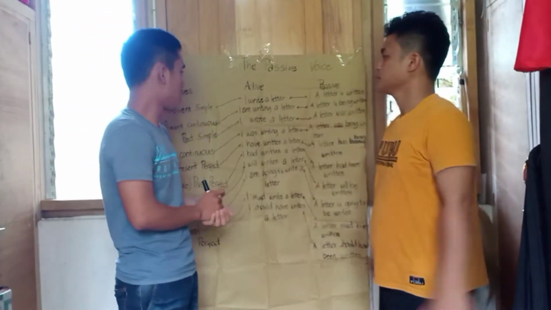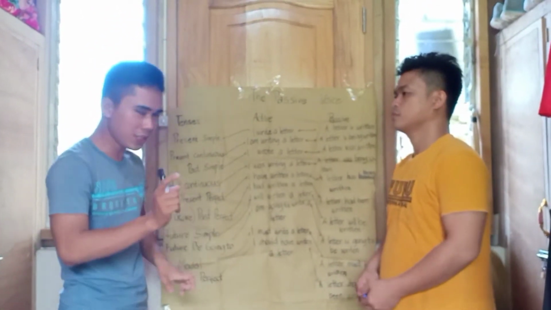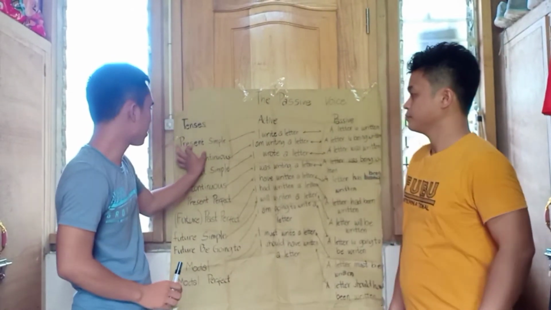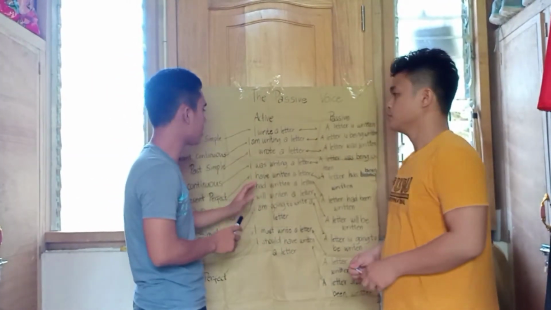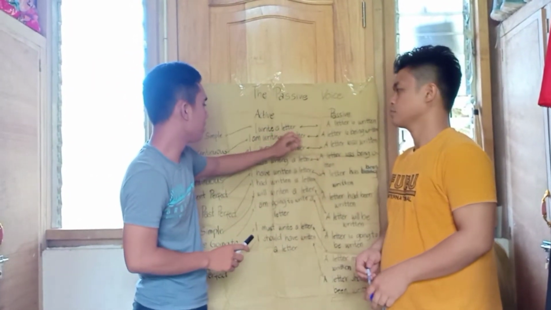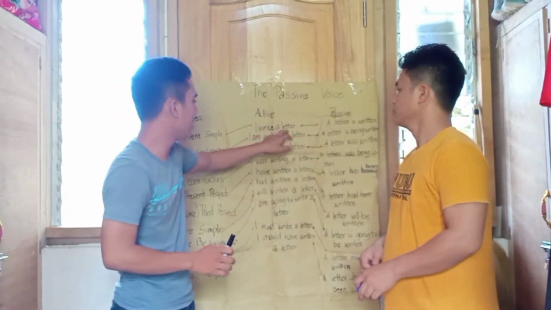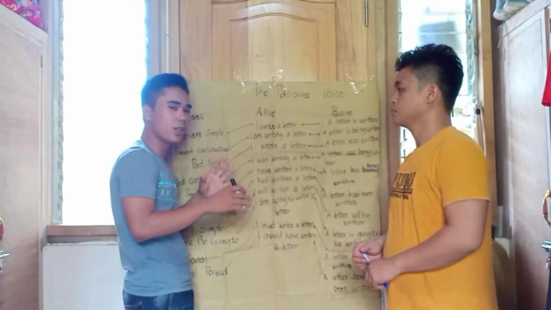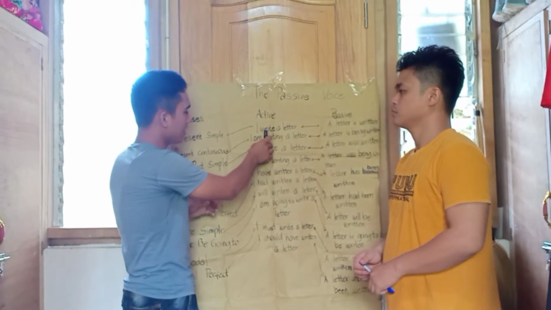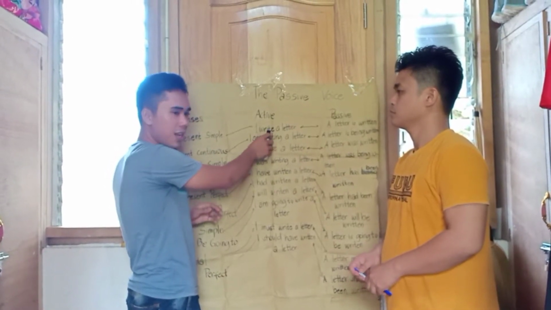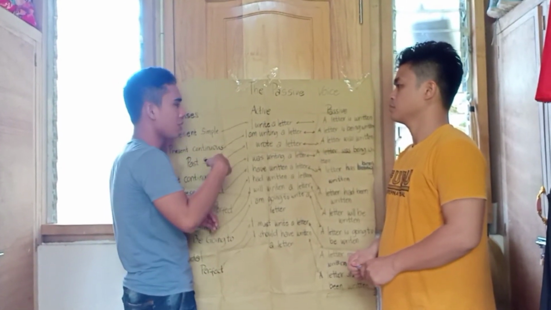And now we are going to apply the two voices in the tenses. The first tense is present simple. The present simple in the active voice is "I write a letter." First, we apply our formula. The "I" is the subject, "write" is our action, and the object is the letter.